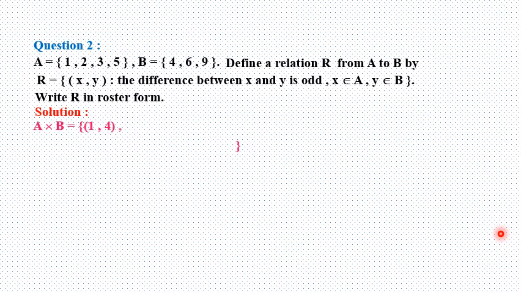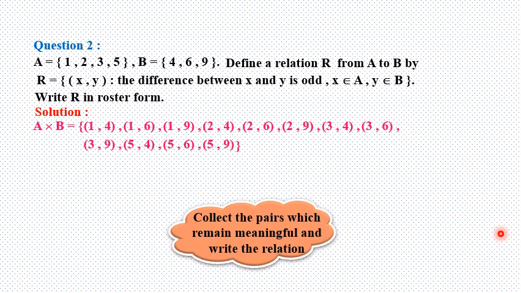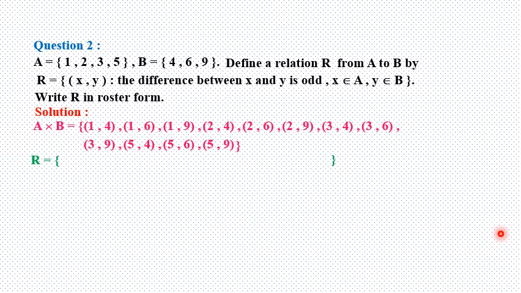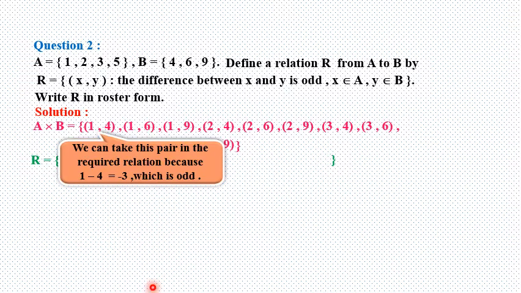Let us first write A cross B. After writing A cross B, now we get this. Now after this we go for the relation set. When you do the difference, 1 minus 4 is 3, 1 minus 6 is 5, like that I need to collect here. Correct? Yes, we can take this pair in the required set.